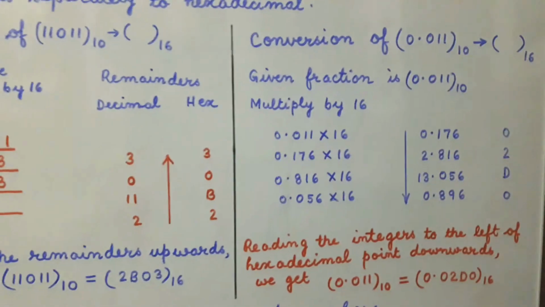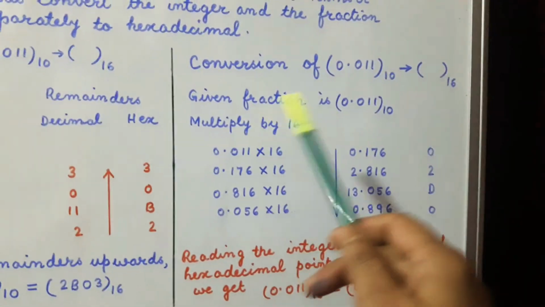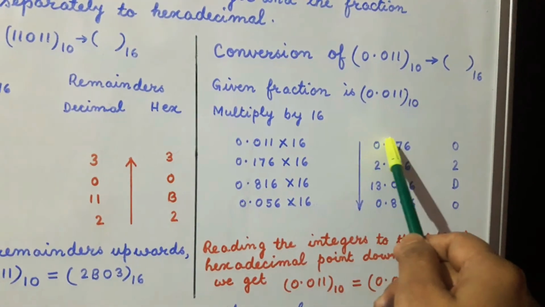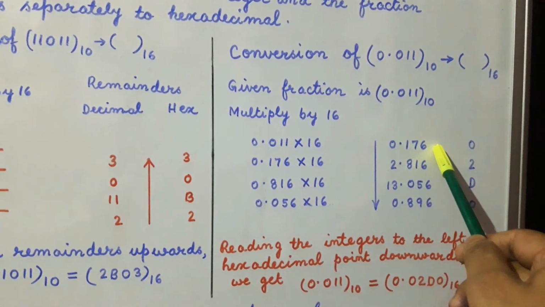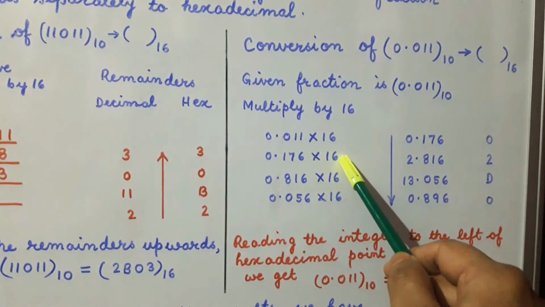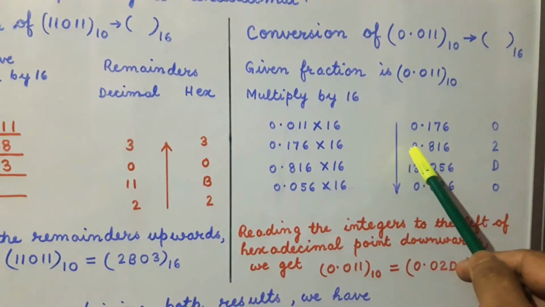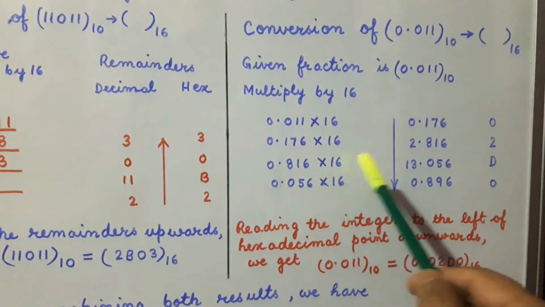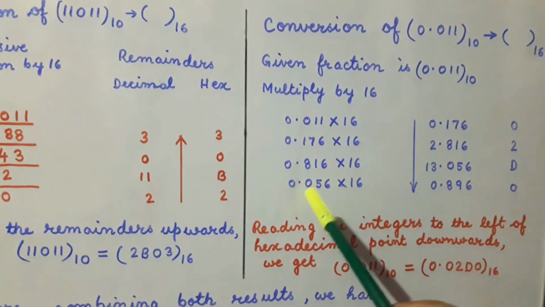Now we will convert the fraction part. For converting the fraction part, we will go on multiplying the number by 16 and we will go on writing the answers side by side. Now we will again take this fraction part and multiply it again by 16 and write the answer here. Again we will take only the fraction part and multiply it again by 16. Then we get 13.056. Now we will take only the fraction part, that is 0.056.